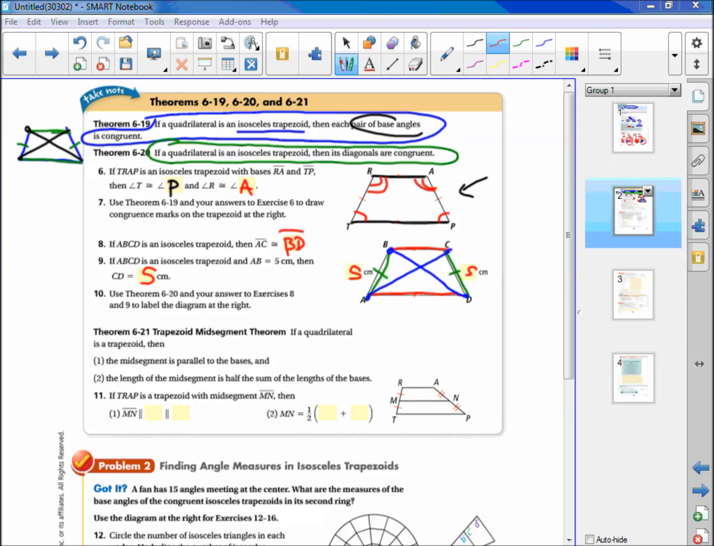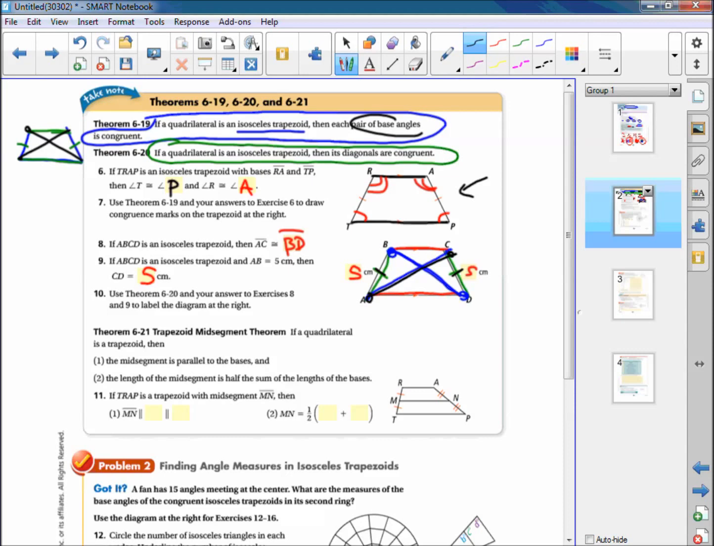So we have marked the diagonals as congruent in here. So the blue ones should be the same as each other. So this blue one and this black diagonal should be congruent. Okay, and then these legs should be congruent.